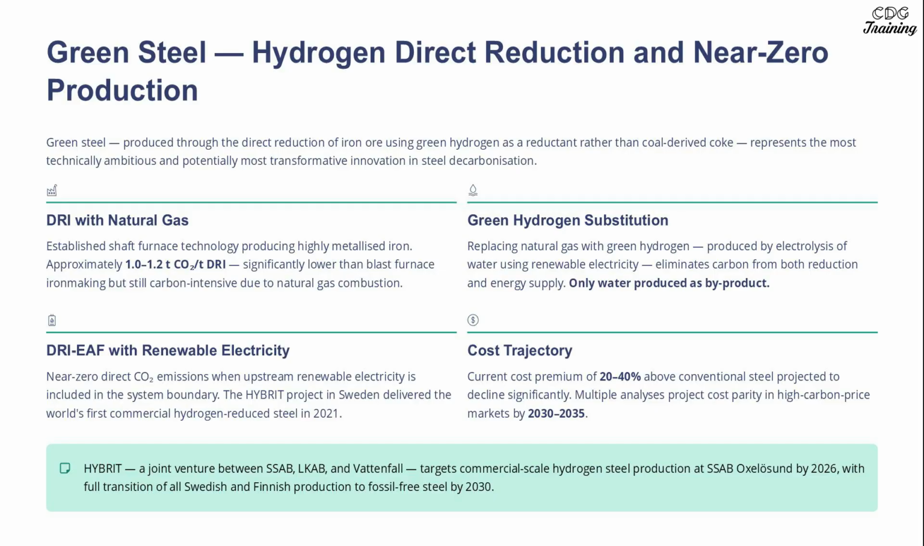Green steel production leverages hydrogen as a cleaner alternative to coal, drastically cutting emissions. By using renewable electricity, this method promises near-zero carbon steel, setting a new standard for environmental responsibility in the industry.